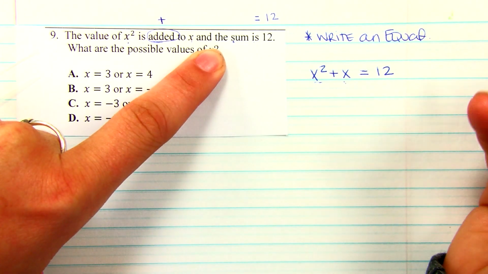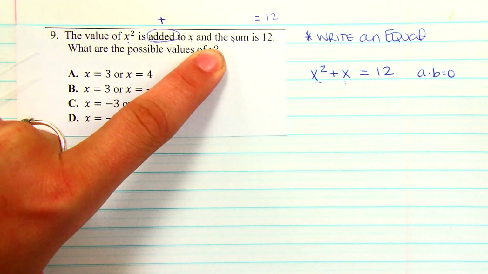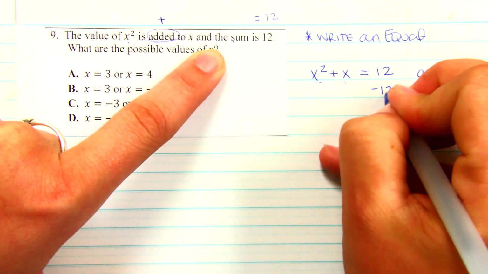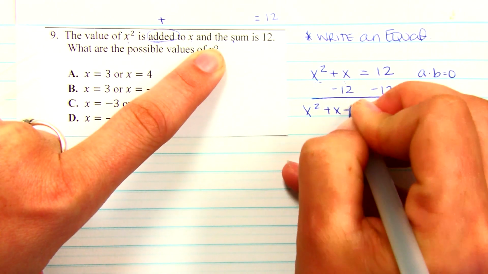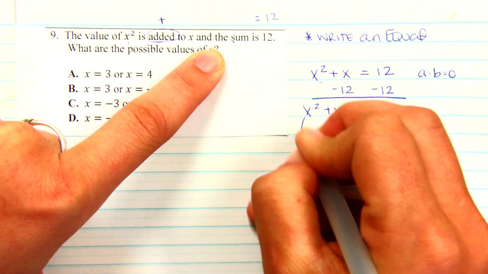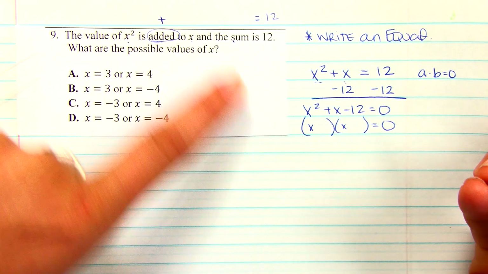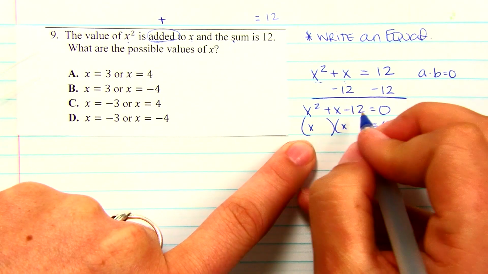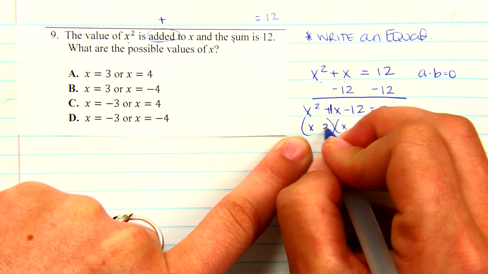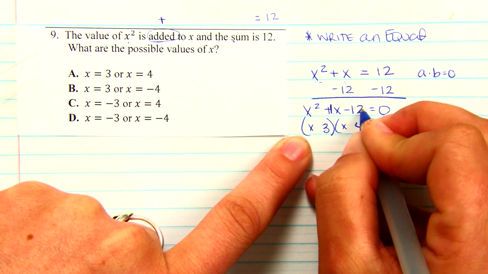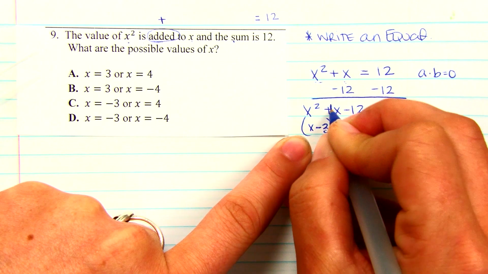So if this was set equal to 0, then I could solve it using the zero product property. So I will subtract 12 on both sides. X squared plus x minus 12 equals 0. I would factor this. Two numbers, and I'm going to skip using the box method for time's sake. Two numbers that multiply together to get 12 and combine to give me a positive 1 are 3 and 4. 3 times 4 is 12, and then 4 minus 3 is a positive 1.